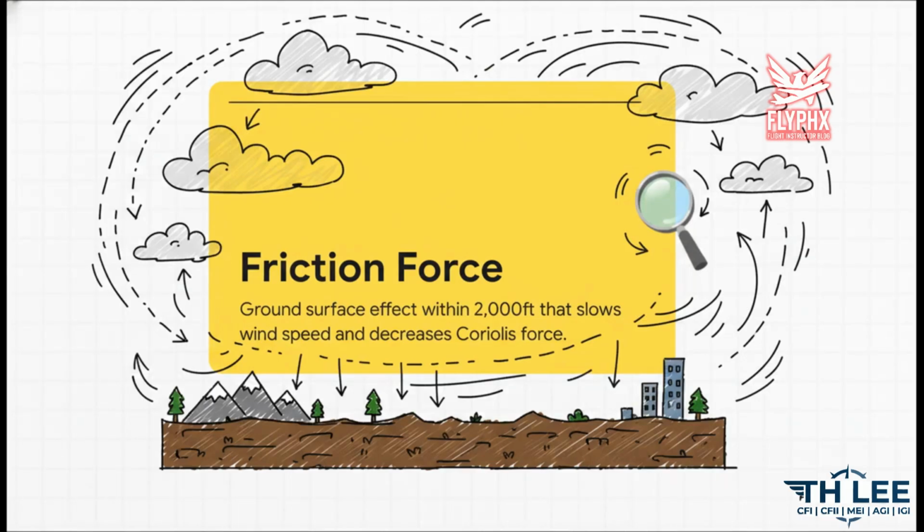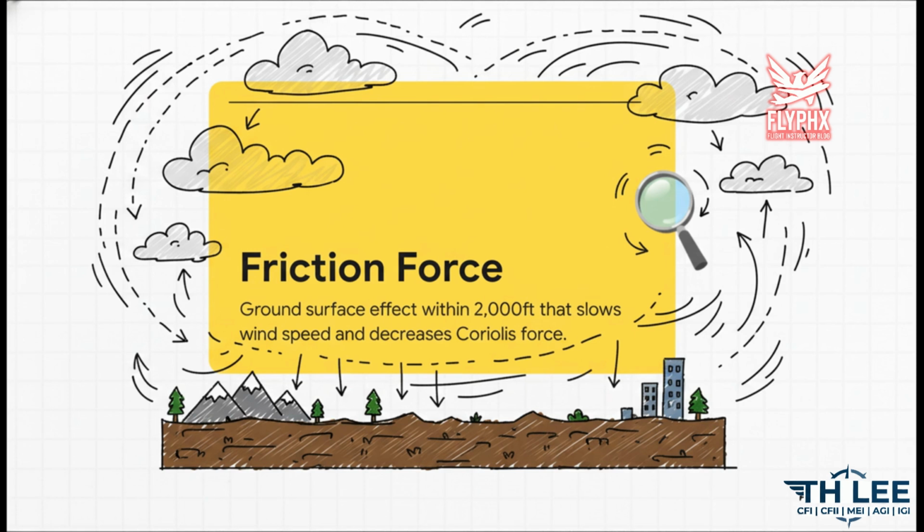The final force we need to discuss is the friction force. This one is caused by the physical ground surface of the Earth rubbing against the moving air. This effect is incredibly powerful, but it's mostly limited to within 2,000 feet of the ground. Friction slows the wind speed down, and because wind speed decreases, remember what we just said, the Coriolis force also decreases.